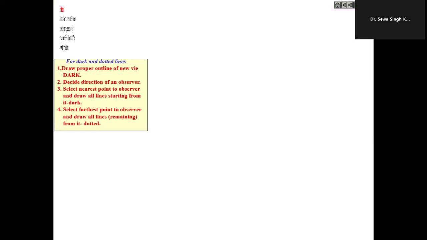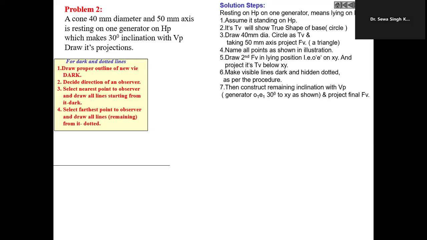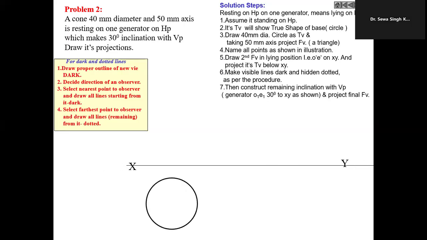Let us see another example. A cone having a 40 mm diameter and 50 mm axis is resting on its generator on HP while making a 30-degree angle with VP. So let us take the XY line, with the cone standing on HP on its base. Then we draw the front view after naming the points. We can divide this top view into 8 or 12 parts. Here it has been divided into 8 parts. We can divide it into 12 parts, then project it to the front view.